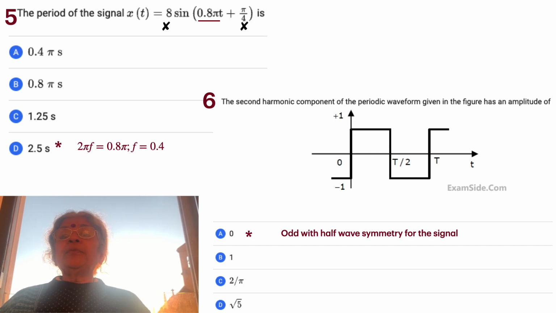Let's read the problem. The second harmonic component of the periodic waveform given in the figure has an amplitude of. So what do you mean by second harmonic? The even part, one of the even coefficients. So the even coefficients don't exist. Why? Because it has half-wave symmetry. So it's equal to 0. The coefficient is equal to 0. Very simple. Okay. Moving on to the seventh problem.